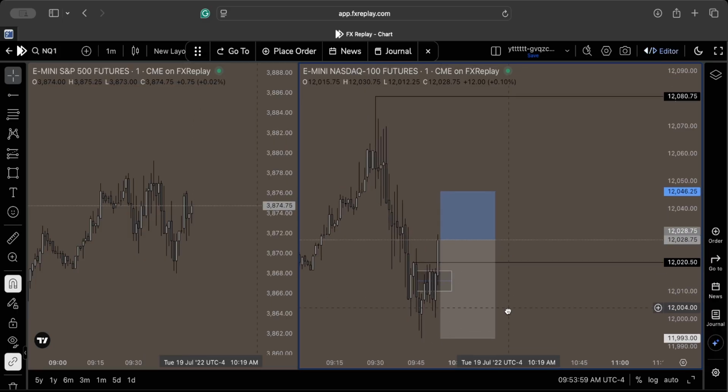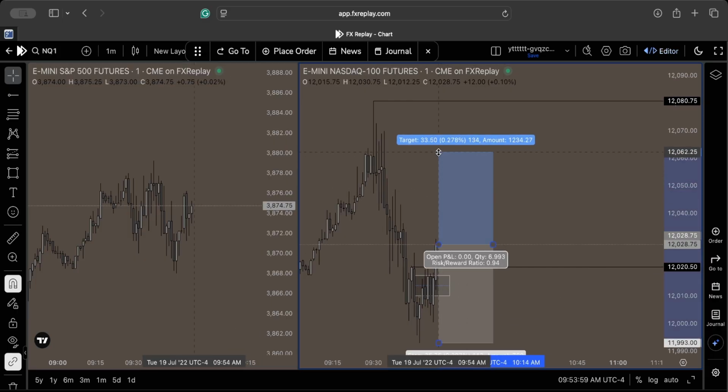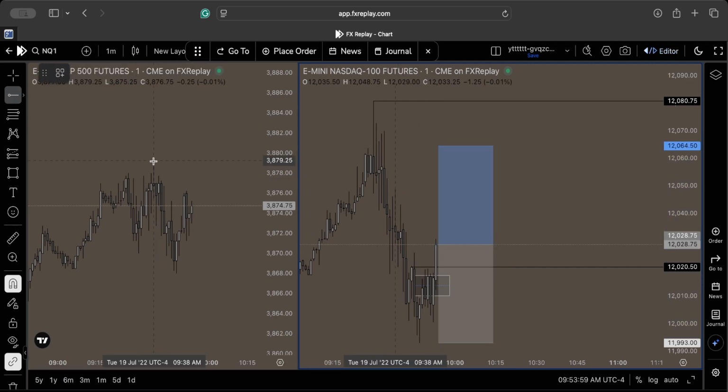Dang, that is not the right color for my position. All right, so I'm just gonna be running a 1-to-1, probably just go break even once ES takes out its AM high. So let me break down this trade.